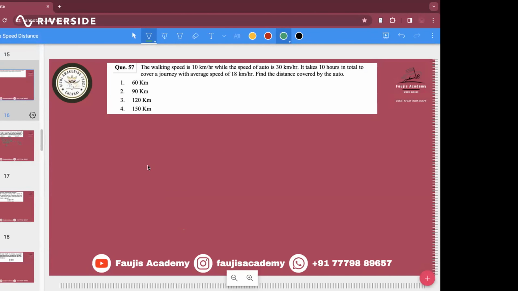So 90 kilometers. How did you do it? Taking average speed. Average speed is 18, sir. So it is total distance traveled by the total time, and the total distance is twice the distance of the total journey by either worker. Actually, 18 equals 2 times the distance by 10. I have calculated.